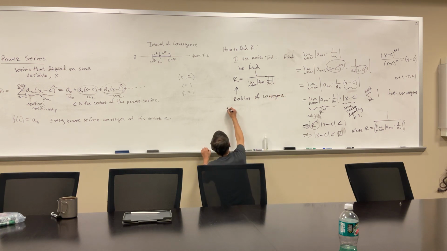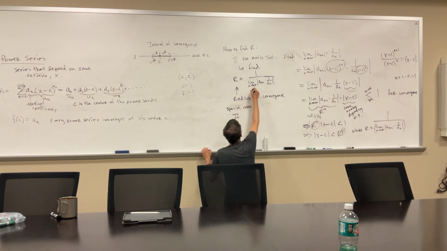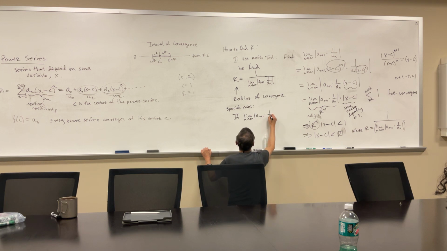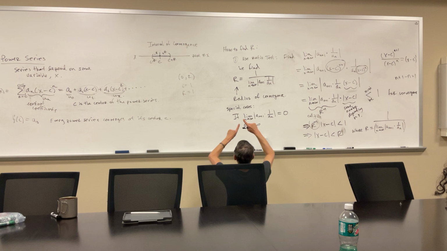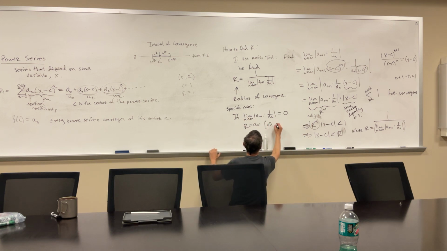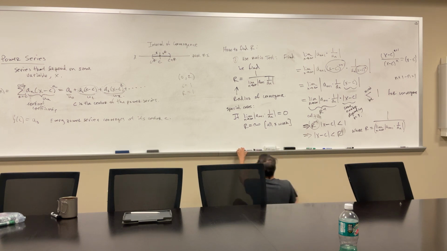Let's look at a couple special cases. If this limit, as n goes to infinity, which is what you're going to crank out and then take the reciprocal of, equals 0, then I've got 1 divided by 0, and we just say r is infinity. And we can move as far away from the center as we want. This means all numbers work, the whole real line.